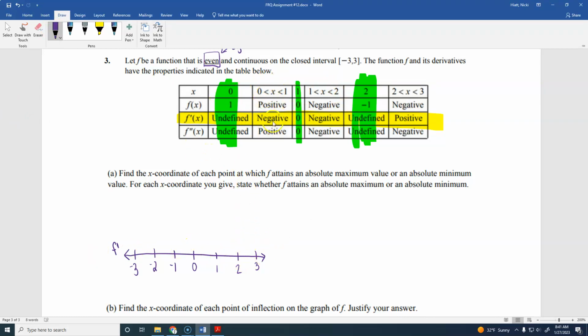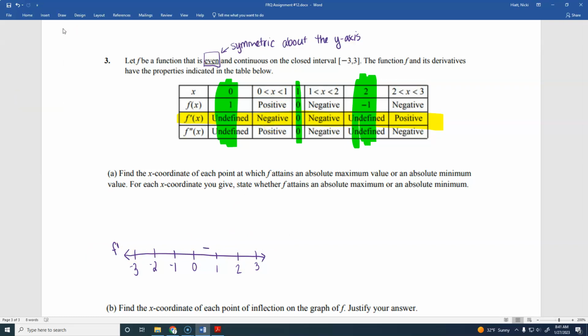From 0 to 1, we got negative. From 1 to 2, we have negative. And from 2 to 3, we have positive. They don't give us the information for this other side. I'm going to put a dotted line right here, because they don't give us the information over here. But because this graph is symmetric, we're going to see this sort of flipped there, right?